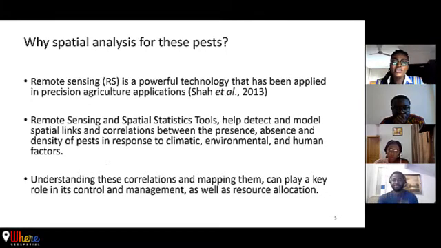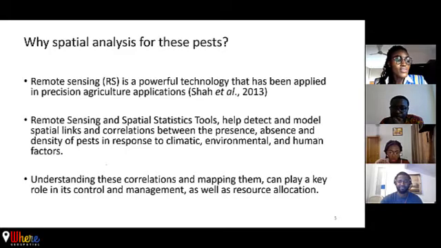their absence, in relationship to climatic factors, environmental factors, and also human factors. And once we do understand this, then it's going to guide us in control methods, management methods, and also resource allocation for making sure that we improve on agriculture.